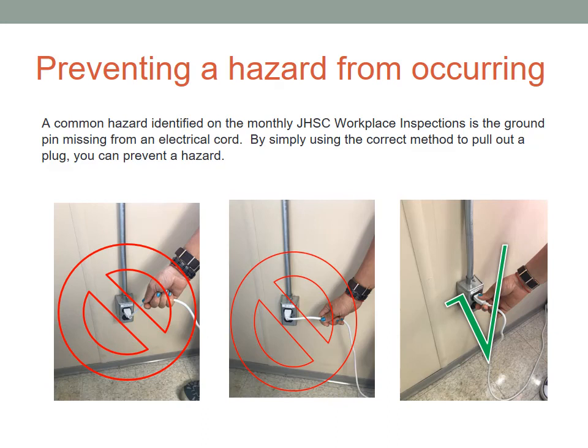Preventing a hazard from occurring. A common hazard identified on the monthly Joint Health and Safety Committee workplace inspection is the ground pin missing from an electrical cord. By simply using the correct method to pull out a plug, you can prevent a hazard.